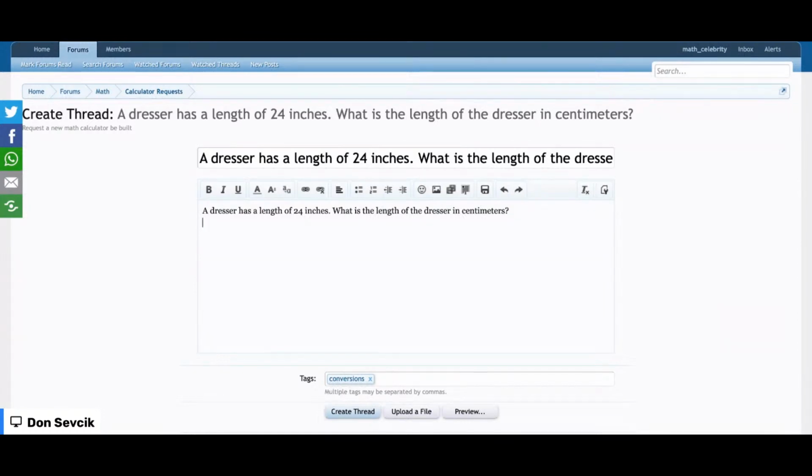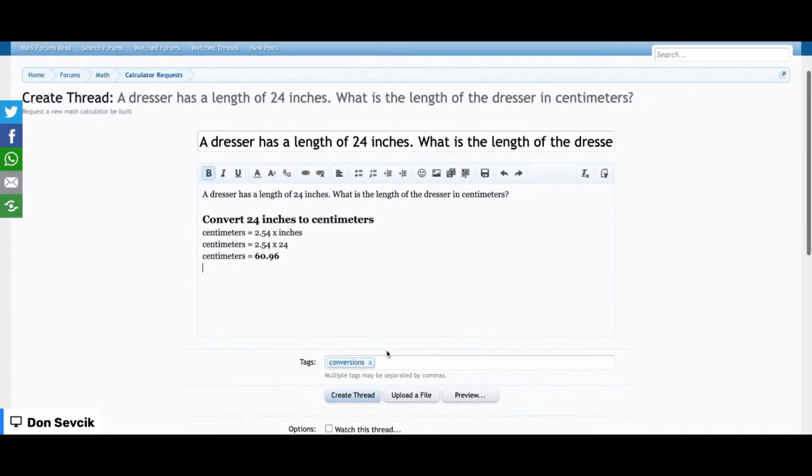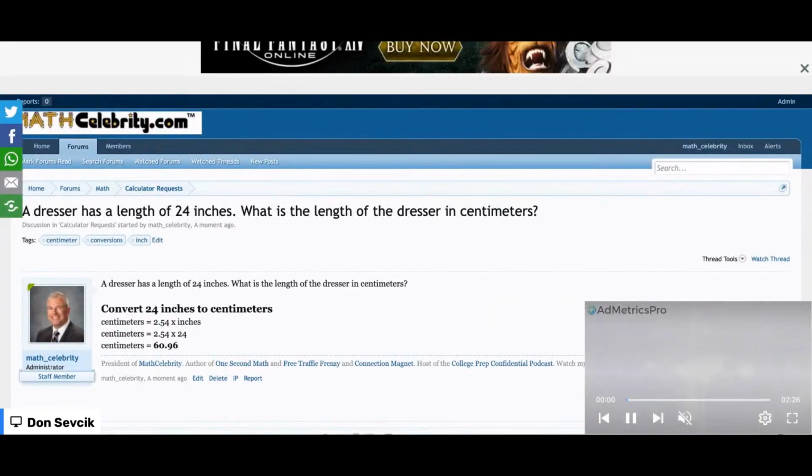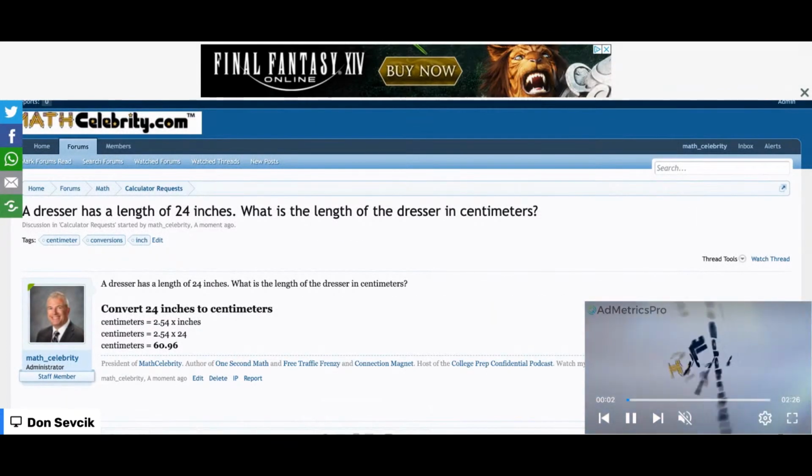What I'm doing is I'm just pasting in the conversion here. You take whatever inches you have and multiply by 2.54 to get centimeters. So we had 24 inches, and this is what we got. That's your conversion from inches to centimeters. That's that. Okay. Let's do this one next.